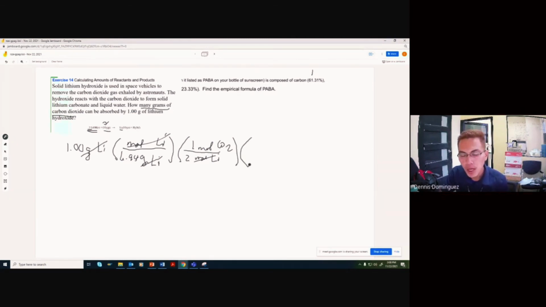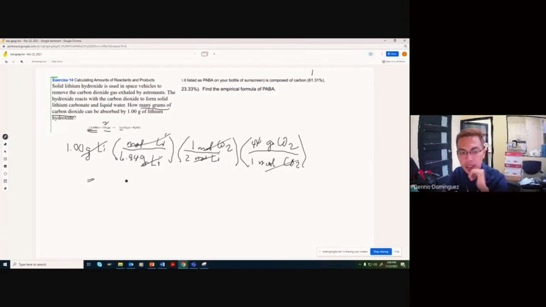So we need to convert to grams of the component. For every mole of CO2, how many grams? CO2 is 44: 16 plus 16 plus 12.01, so 44.01 grams of CO2. That's the molecular weight of CO2. So the moles of CO2 cancel with the moles of CO2 in the denominator, and you are left with the unit grams of CO2, which is what we are looking for.